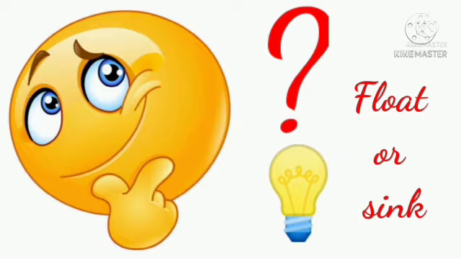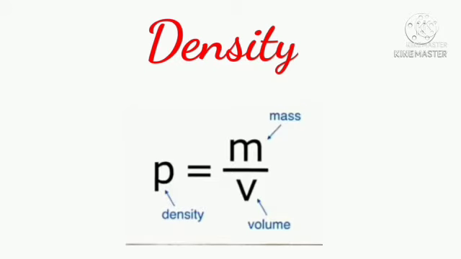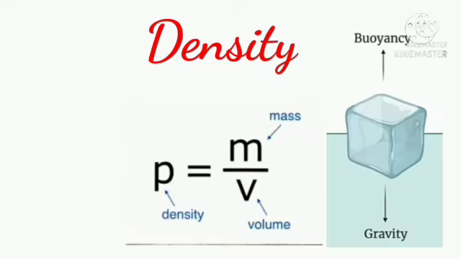So, one of the important factors is density, which is defined as mass per unit volume. But there are other factors also, like gravitational force, buoyant force, and the pressure of the fluid that come into play and are very important and crucial in deciding whether an object will float or sink in water.